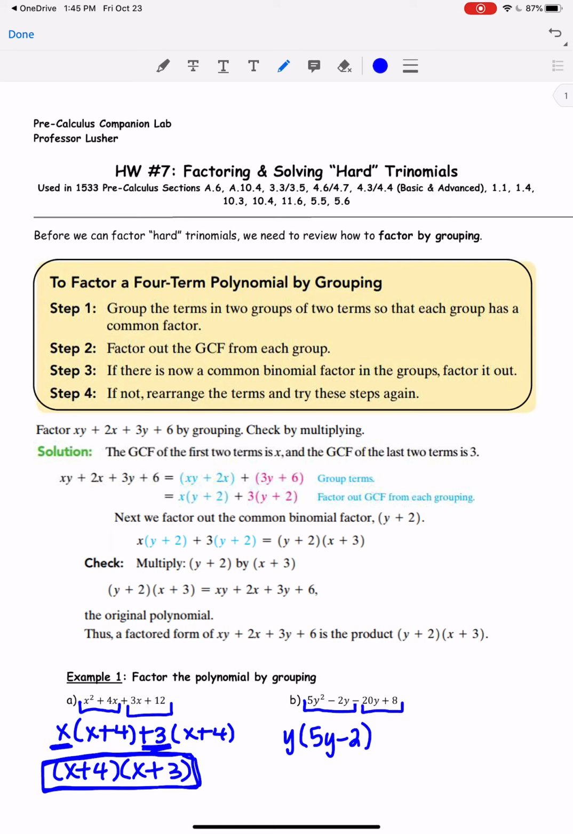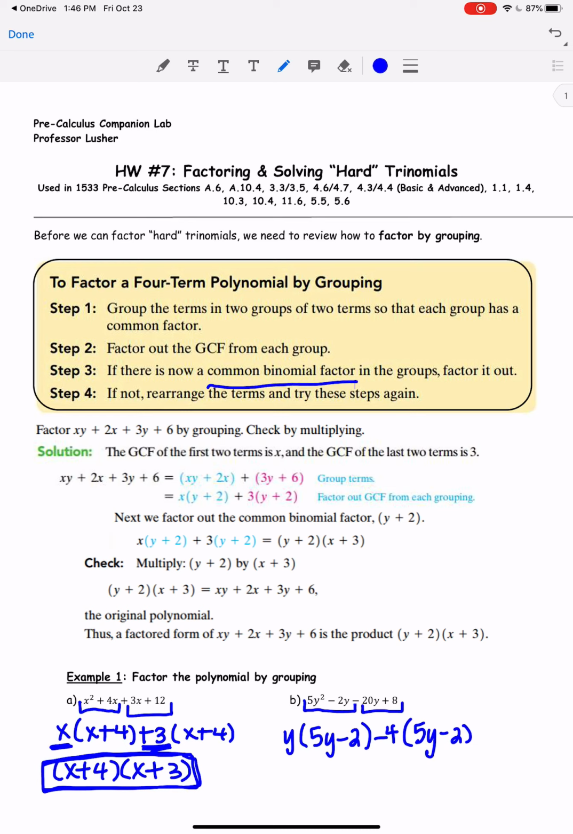Now look at this second grouping. What can I take out of negative 20y plus 8? I think we can all agree we're going to take out a 4. Last time I took out a positive 3, because these were already positive. When you take these out, you always want that first term here to be positive. So because it's a negative 20y, I'm taking out a negative 4. So negative 20y divided by negative 4 gives me 5y. And 8 divided by negative 4 gives me a negative 2.